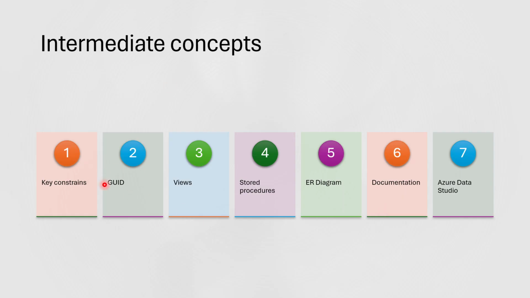Now, these are some of the intermediate concepts which will make you stand out compared to the rest of the competition. Now let's go through them one by one. First one is going to be key constraints. Key constraints is pretty simple. So let's say if you've got two different tables, you can establish a relation between both of these, saying this is the main table and this is a related table, and you'll have one common column in both of these tables which you can use to map both of these tables.